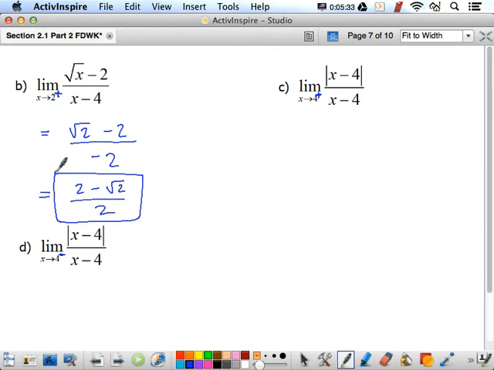So it didn't matter that we were coming from the right because nothing strange was going on in that function.